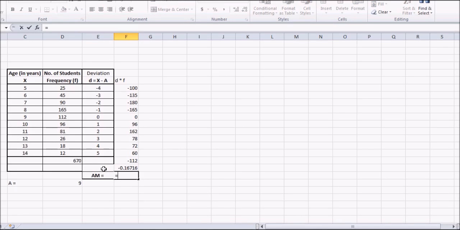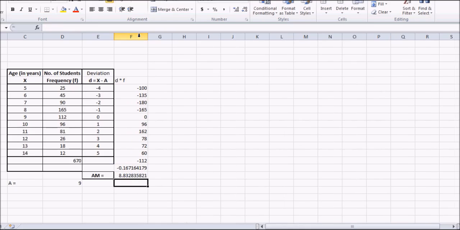Now what is the value of a? We have assumed a as 9, plus the value which we have got here, and that happens to be 8.328. And to recall, I think you have already done this question previously by direct method. There also we had got 8.83 as our answer. Yeah, so let me summarize this and then we will take up another question using this method.